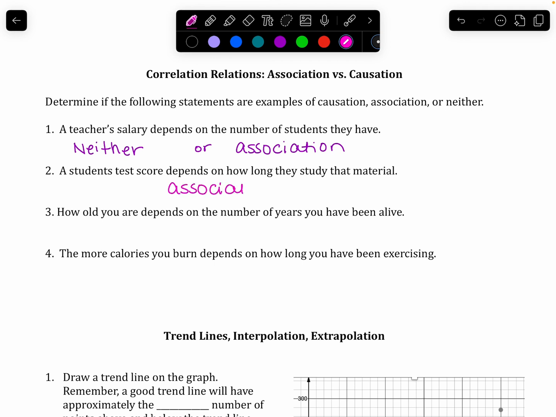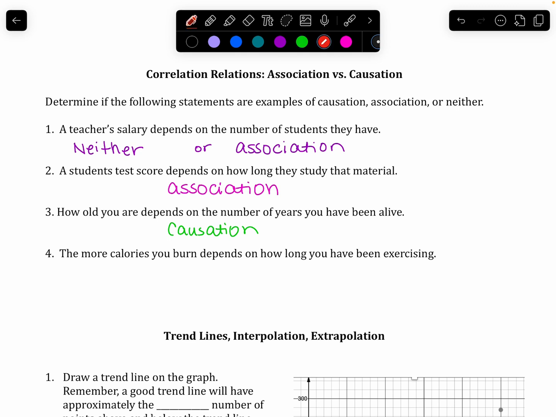All right, number 2, a student's test score depends on how long they study that material. We already talked about that earlier. That's definitely association. Is it oftentimes that your grade is better the longer you study? Yes, but is it always true? No, it's not causation. Number 3, how old you are depends on the number of years you have been alive. That is for sure causation. Every year that you are alive, you are 1 year older. There is no getting around that.